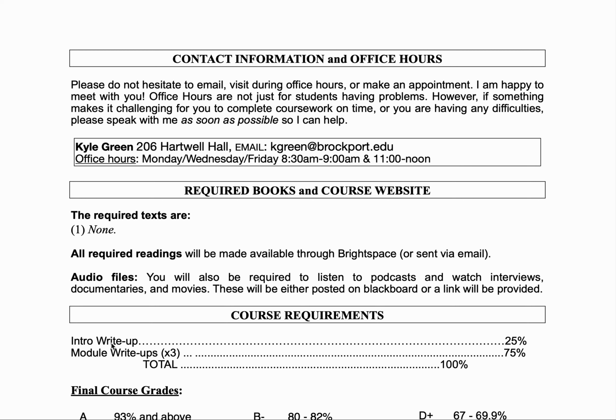I actually don't know why I put that separate from the other module write-ups, other than to make it clear you have to do the intro 1 and then 3 module write-ups. They all count the exact same amount. Over the course of this 8-week course, you are going to do 4 write-ups. I used to have people do 6 write-ups, which I think was just a little bit too much. So basically what I'm saying is you want to do at least 1 every 2 weeks.